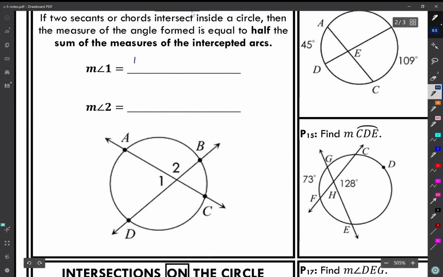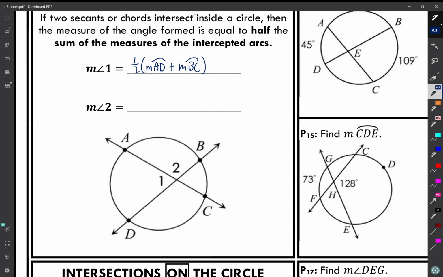So we'll say 1/2 times the measure of arc AD, which is one of them, plus the measure of arc BC, which is the other one. And then we'll take half of that. Basically, all we're doing is taking this measure and this measure, adding them up, and then dividing by 2 to get the measure of the angle.